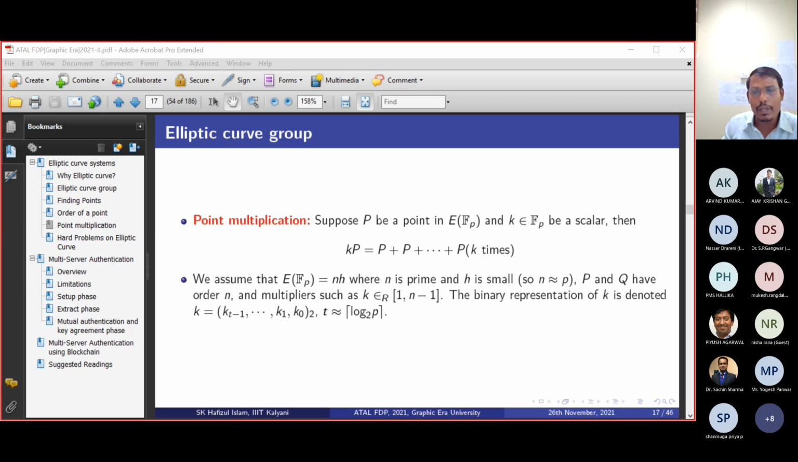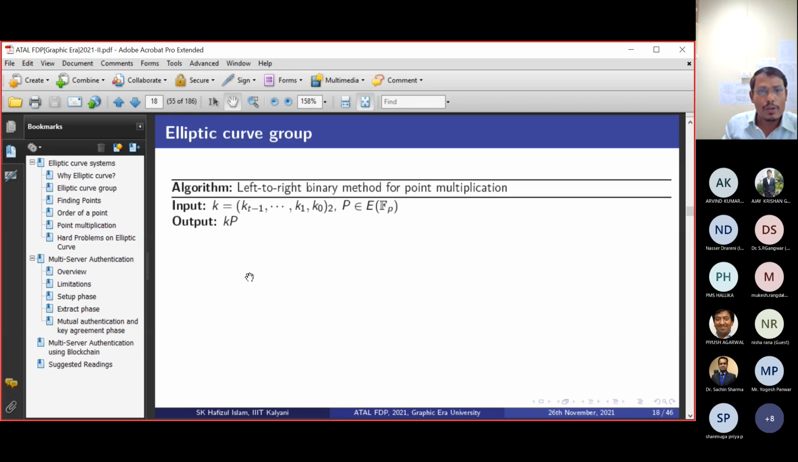But as a computer scientist, you may design some more efficient algorithm. Here, how many additions do we have to perform? k minus 1 additions, so order of k. If you have a better algorithm, suppose you do it in log k time, that is a very efficient algorithm. This is also a good research area: how to design an efficient algorithm to reduce the time complexity of scalar point multiplication. Now we'll give you two algorithms for performing scalar point multiplication efficiently.